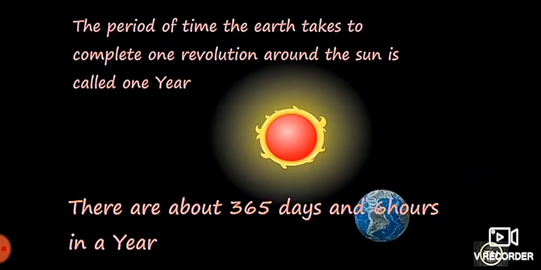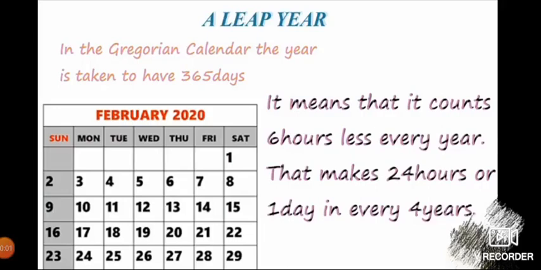So now let's move on to the next point. Let's study the new and interesting concept, that is a leap year. The Gregorian calendar, the calendar which is used worldwide today, is a solar calendar based on 365 days in a year. So we have just learned that the year is taken to have 365 days. It means it counts 6 hours less every year, and this makes 24 hours or 1 day in every 4 years.